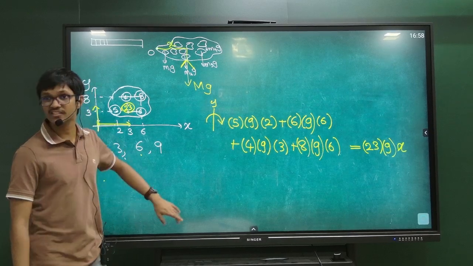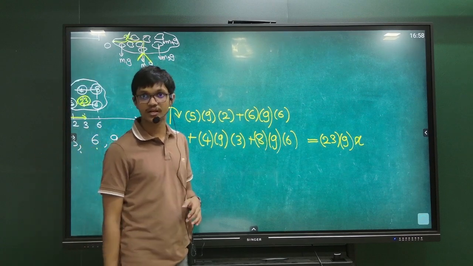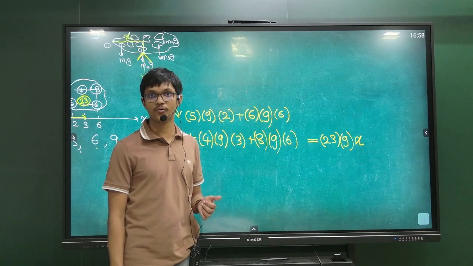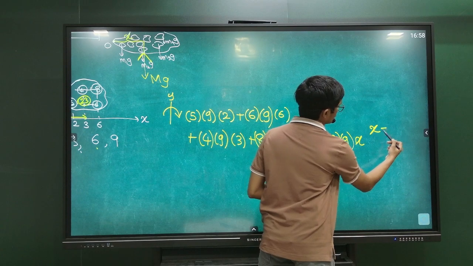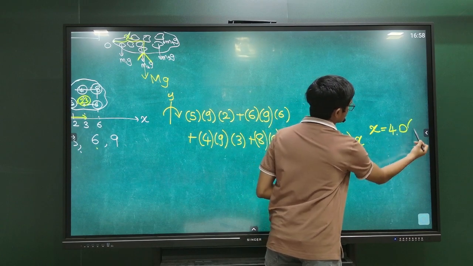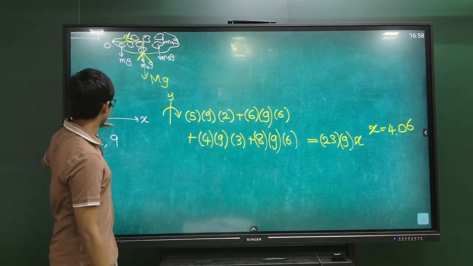So what is the answer? Can someone tell? 4.06. Others? Any confirmations? 4.06. Okay, nice. x equals 4.06. Attention. Now, distance from the x-axis.